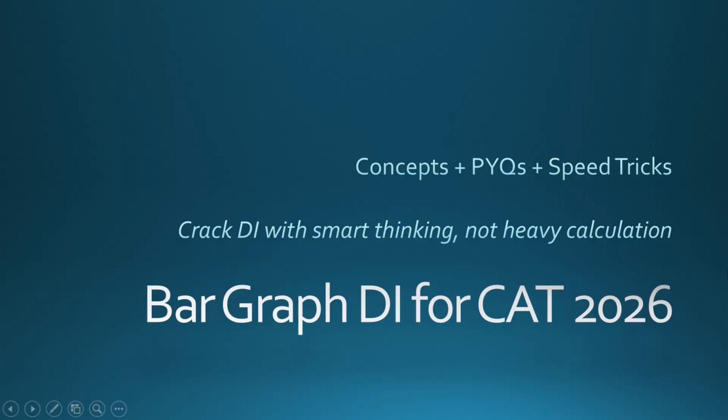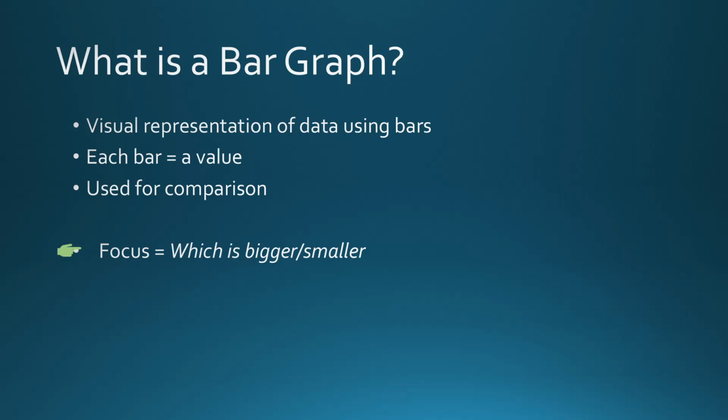Today we are going to discuss bar graph DI for CAT 2026. Most CAT students think DI is calculation heavy and time consuming. But the truth is, bar graph questions are actually some of the easiest marks in the exam if you know how to look at them correctly. In this video, I'll show you how to read bar graphs fast, solve questions without heavy calculation, and avoid the mistake 90% of students make.